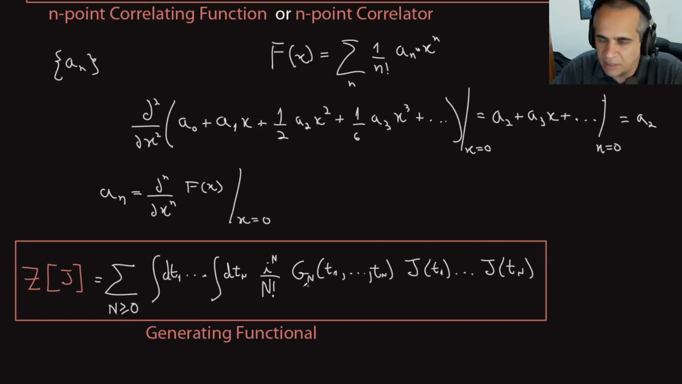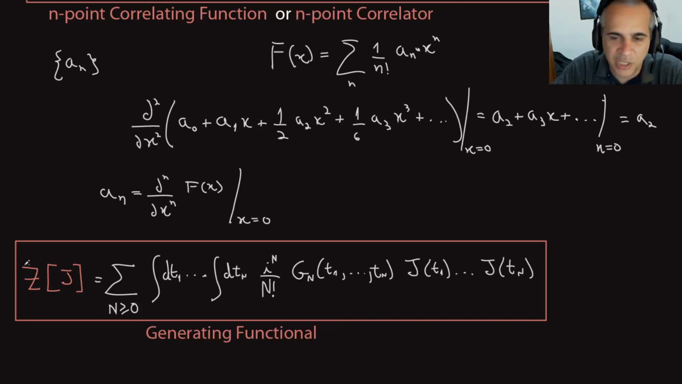In the end I have J playing the role of the a_n, which is what I want, right? Essentially I can now extract G_n from here, doing derivatives in J. I'll define a little better what these derivatives are in a second, right? Of course this is now a functional, not a function. Z is not a function of t, right? It's a function of J because it does not depend on t. The t's are integrated over, right?